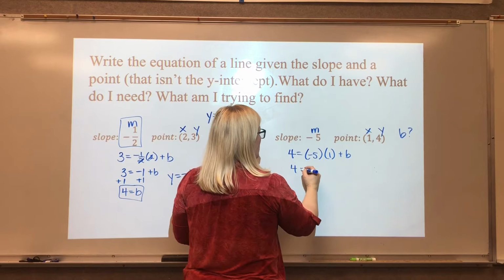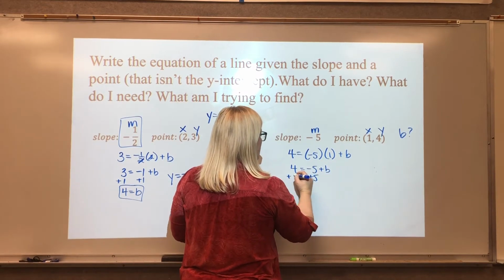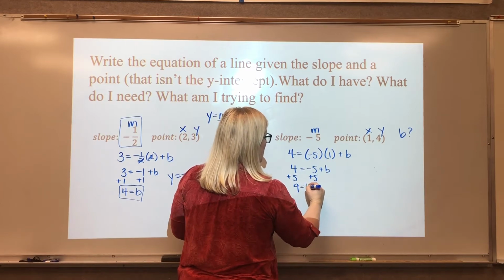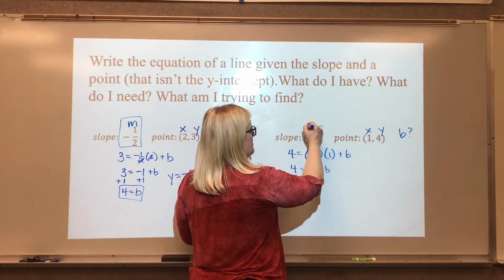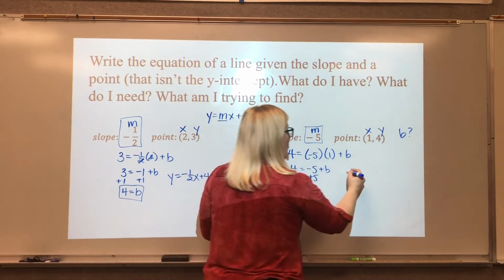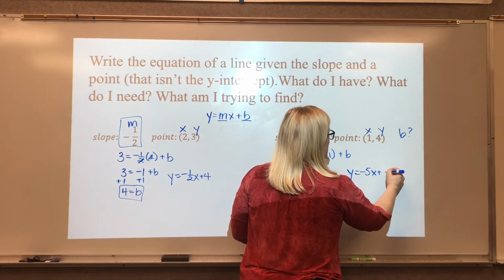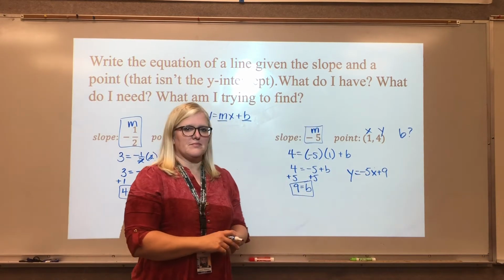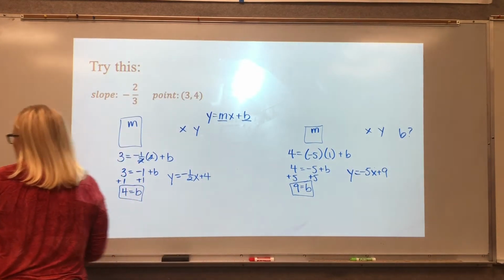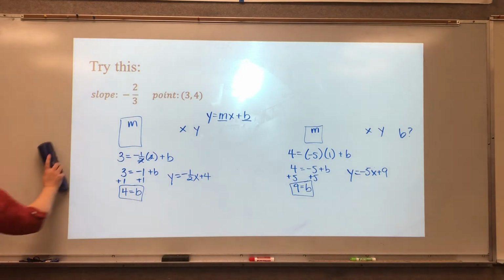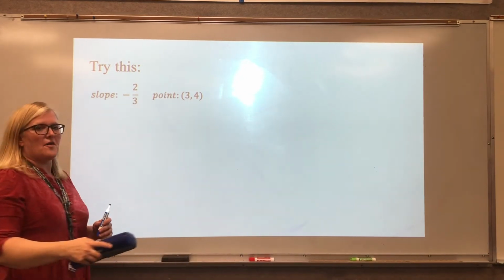So 4 equals negative 5 plus b. Add 5 to both sides, and I get b equals 9. So here's b, and here's m. Now I can write it: y equals mx plus b, which is 9. Okay, so you know what's next. I want you to try this one, so go ahead and pause your video right now.